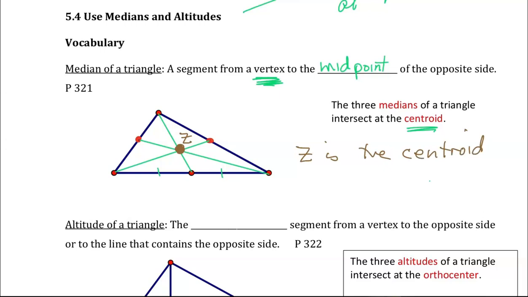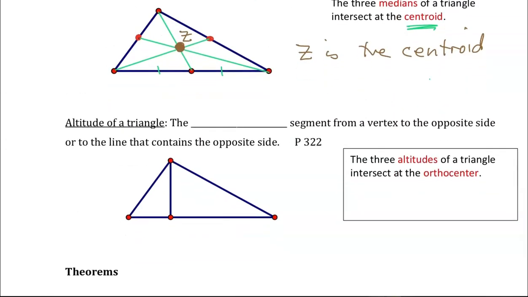Now, if you were to draw a triangle and try to balance it on a flat pencil, you would balance it right at the centroid. So if you positioned a flat pencil on the centroid and tried to balance that triangle up in the air, you would be successful. That's kind of an interesting little fun fact that we might be able to show in class.